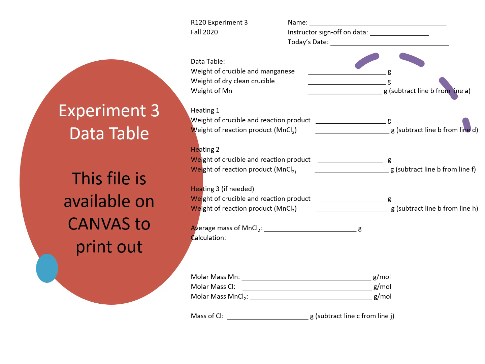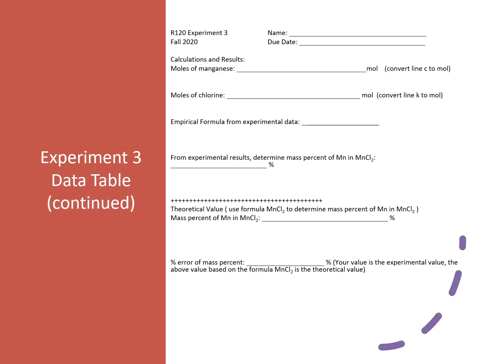Your data table. So some of these require calculations, but you want to fill out all the data that you can in order to complete this lab. And when you finish getting all your data, then you'll have your sign off by your instructor before you complete all your calculations when you go home. Here is just some of your calculations and results. You want to do your conversions, get your empirical formula, and basically look at your theoretical and look at your percent error.